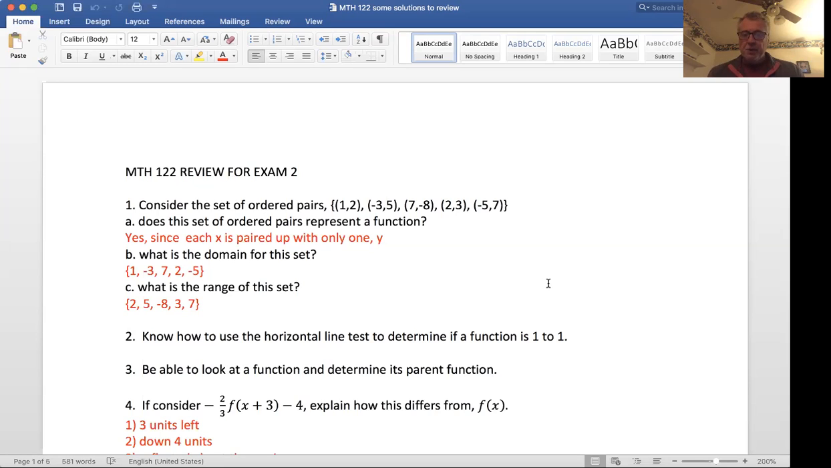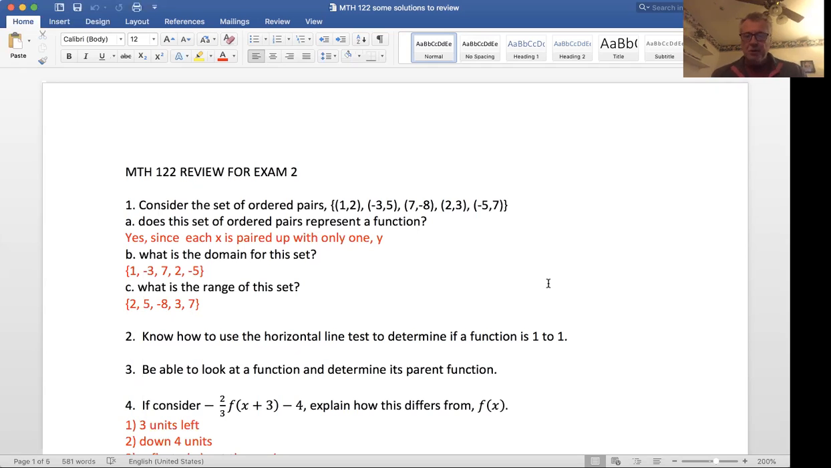3 is paired up with 2, the y value of 3. There's no other y value of 3 paired up with anything else. The y value of minus 8 is paired up with 7, and with nothing but 7. 5 is paired up with minus 3, and only minus 3. So the y value of 5 is only paired up with minus 3. And the y value of 2 is only paired up with 1. So it's a function both ways.